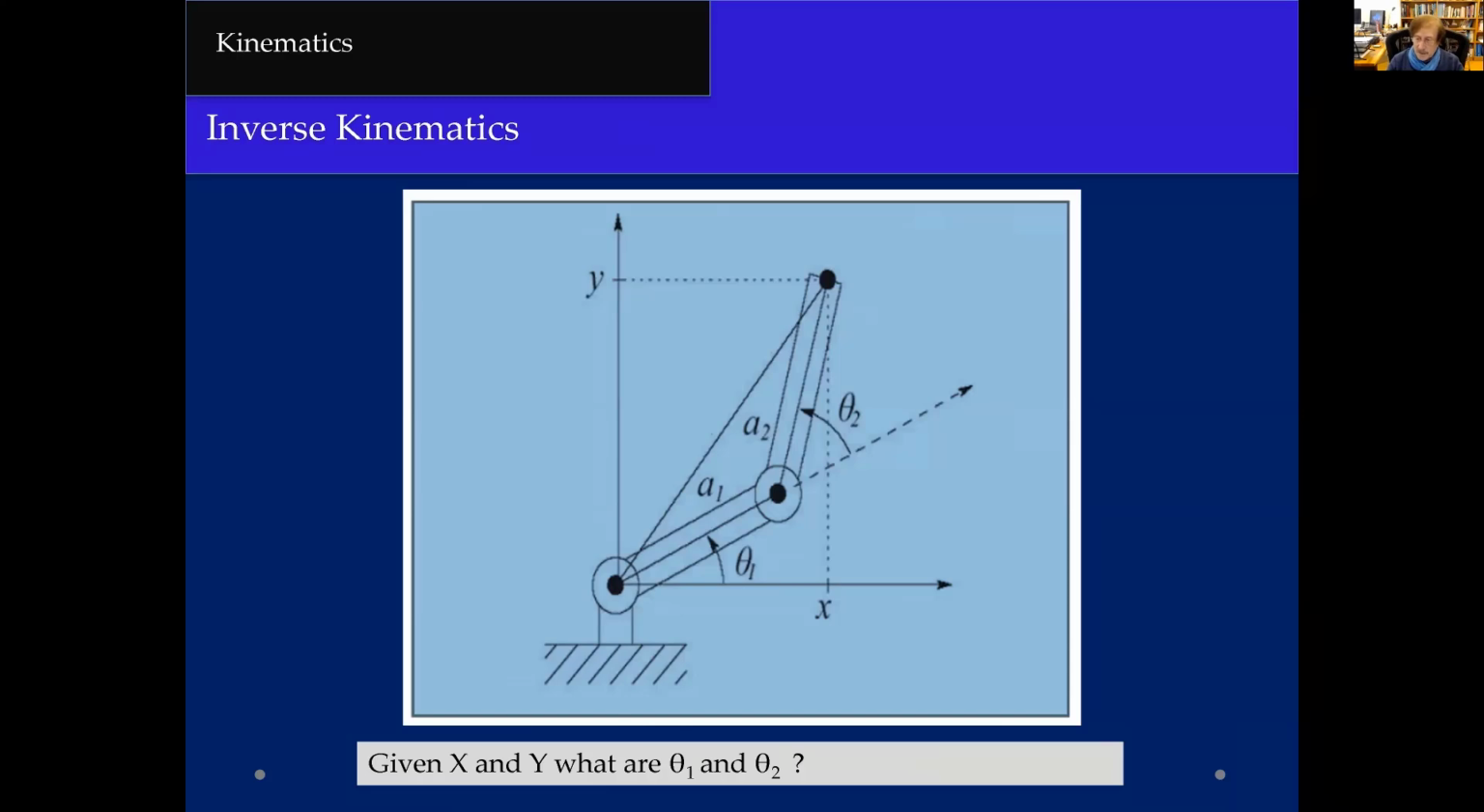This is a bit more complicated. And this is called inverse kinematics. Why is it more complicated? Because in the previous problem, the direct kinematics problem, there are sines and cosines, whereas here there are inverse sines and inverse cosines. Inverse sines and inverse cosines are a little bit more sophisticated to deal with.